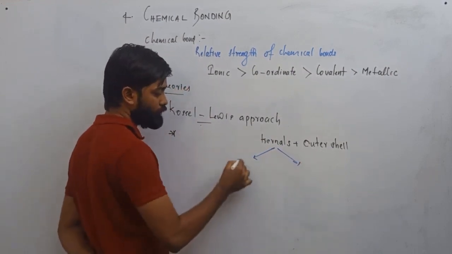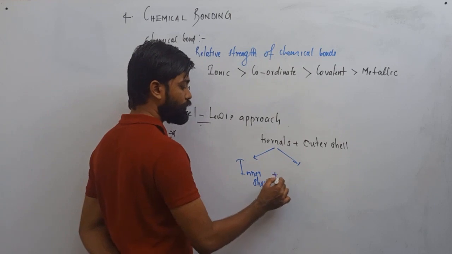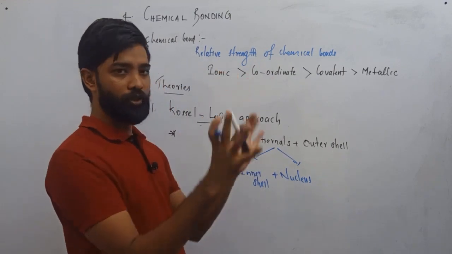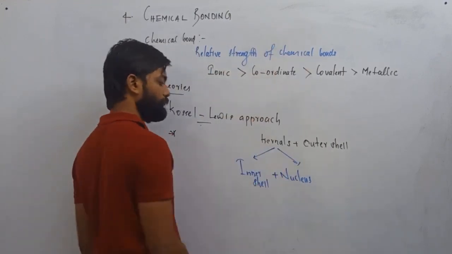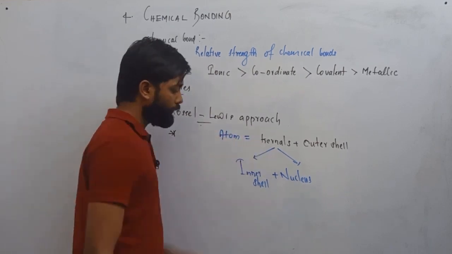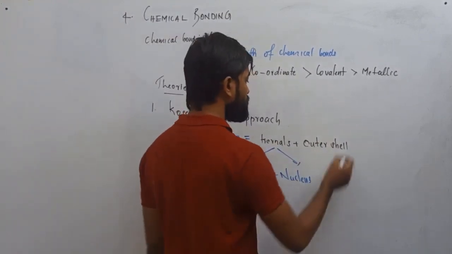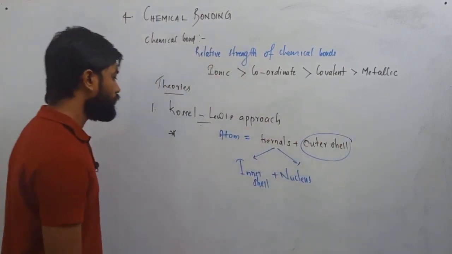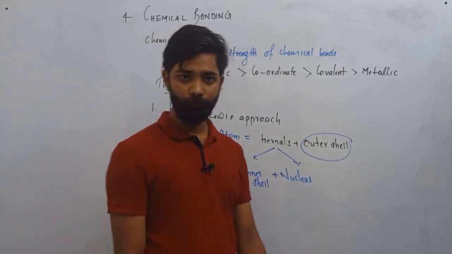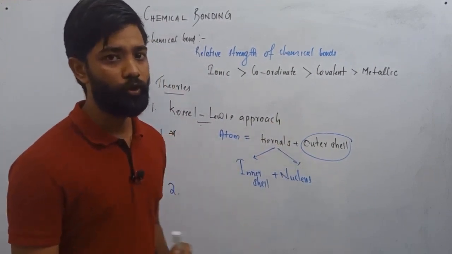What do you mean by kernel? Kernel means the inner shells plus the nucleus. Kernel is nothing but the nucleus followed by inner shells and the outer one. So actually an atom is a nucleus, inner shell, outer shell, which means kernels plus outer shell. This is the first idea. What about the second idea? Kernels have no role here. The outer shell determines the property or the bonding of a molecule.